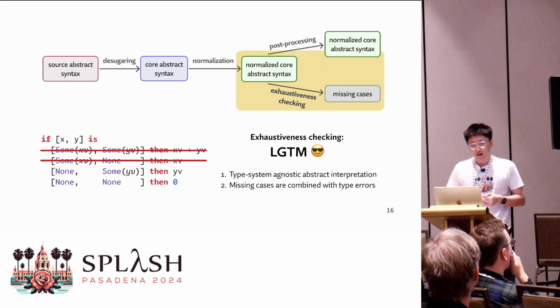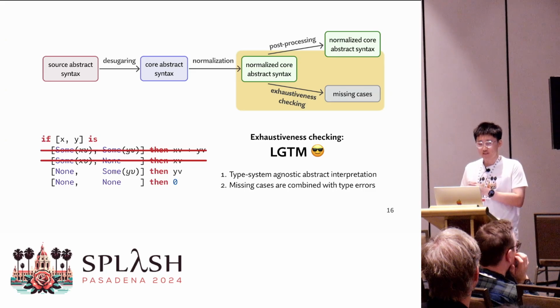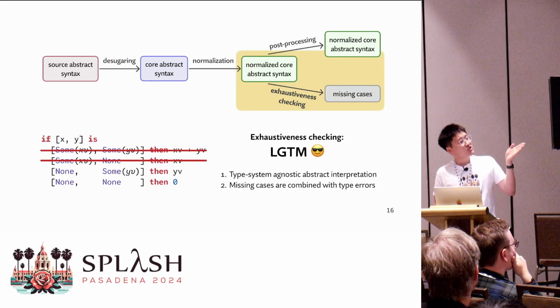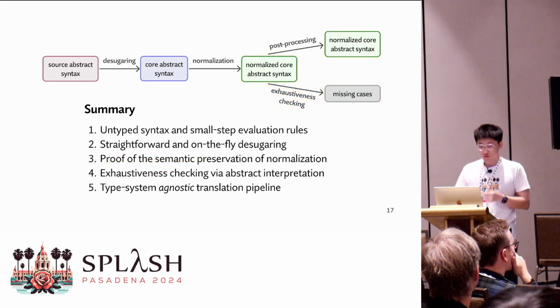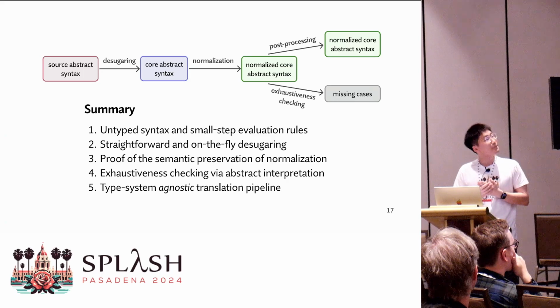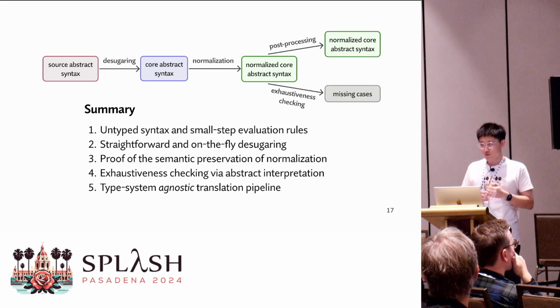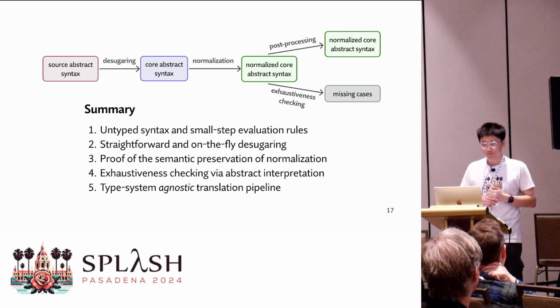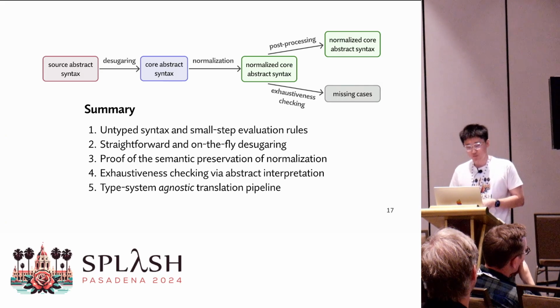So actually, our entire translation algorithm is type system agnostic. And in our implementation, missing cases are combined with type errors together. So in summary, our syntax and the evaluation rules are untyped, and we have a straightforward desugaring algorithm. Also, next, I will present the proof of our semantic preservation.